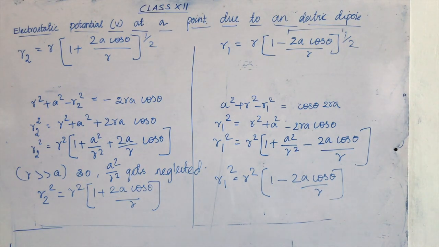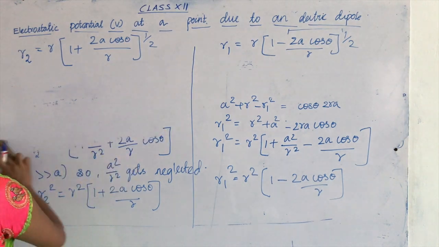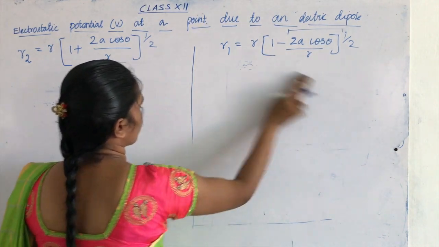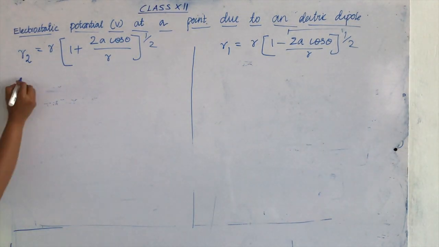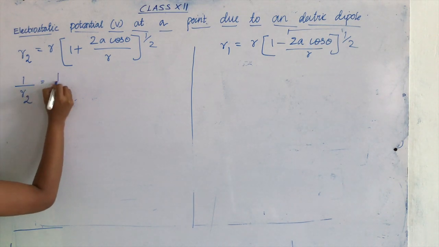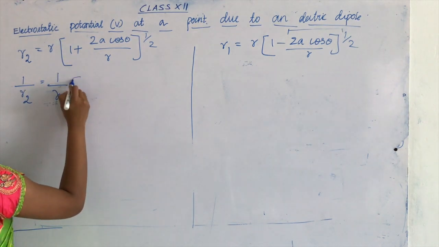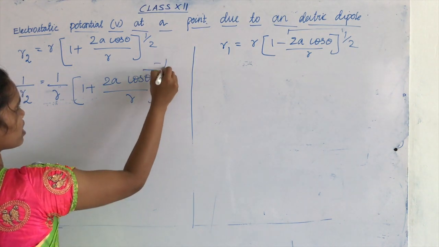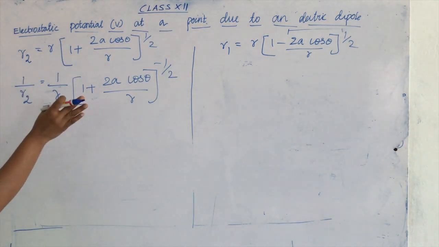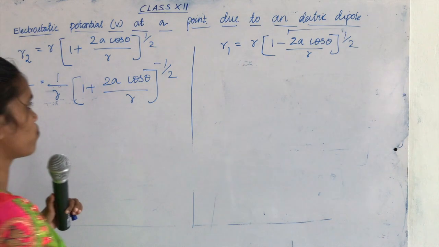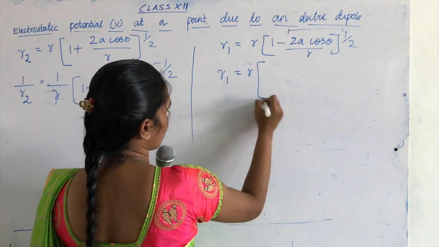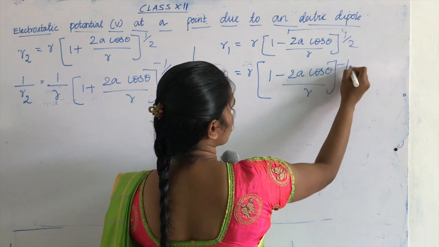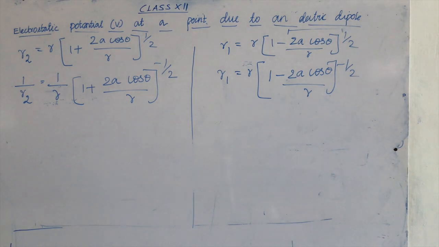Now we are going to divide it by 1. Now 1 by R2 equal to 1 by R times 1 plus 2A cos theta by R power minus 1 by 2. Dividing by 1 makes the power minus 1 by 2. Here also, 1 by R1 equal to 1 by R times 1 minus 2A cos theta by R power minus 1 by 2. Do you understand?